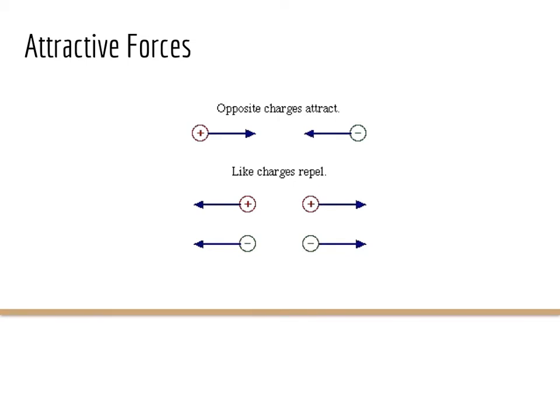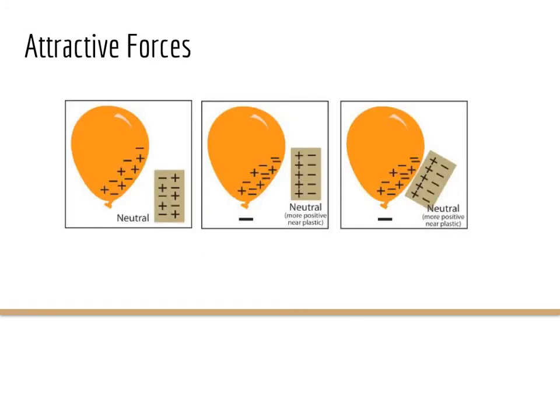Now we have to relate how they attract or repel each other. My opposite charges attract, so that's my positive and negative, and my like charges repel. So this is a proton and a proton, and then a negative and negative. We can also say that we have an object that is positively charged and positively charged, which we will see in the next slide and over the next few days.